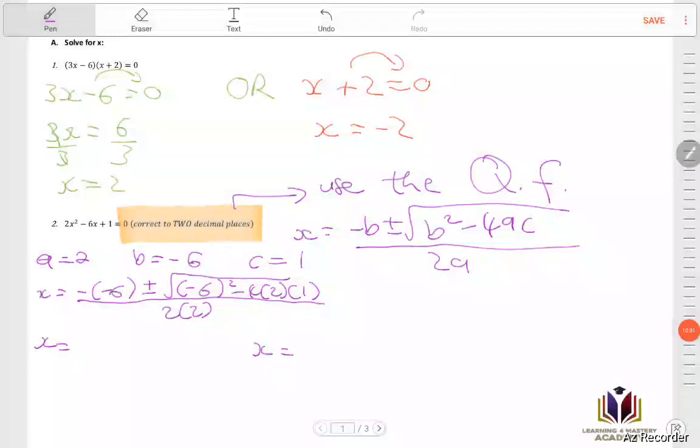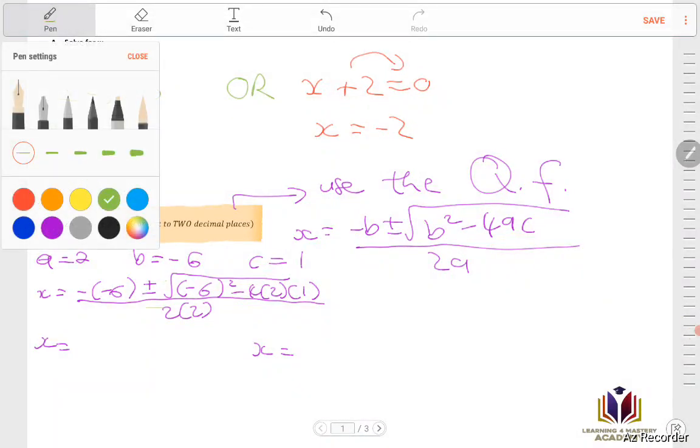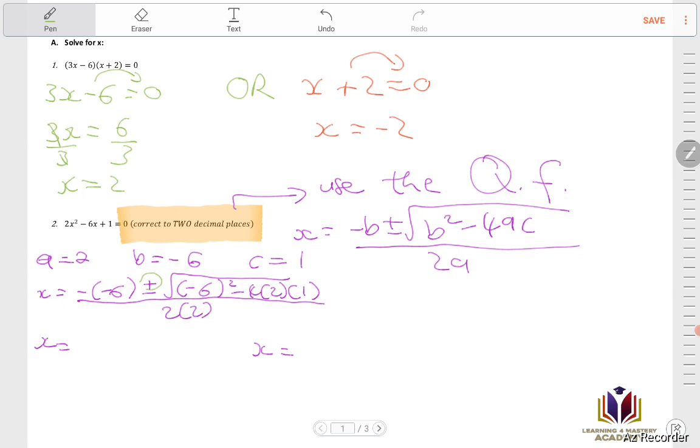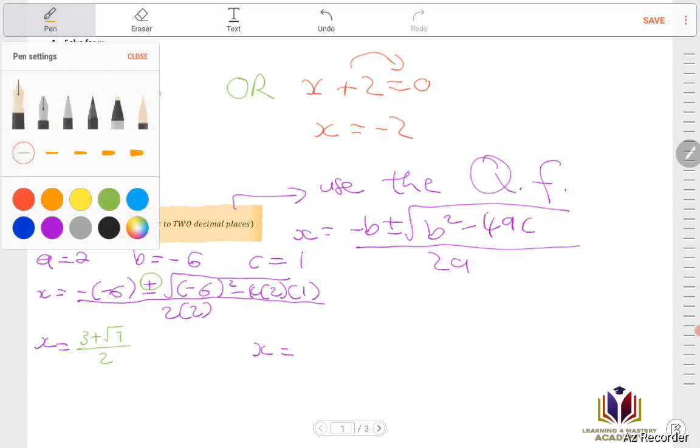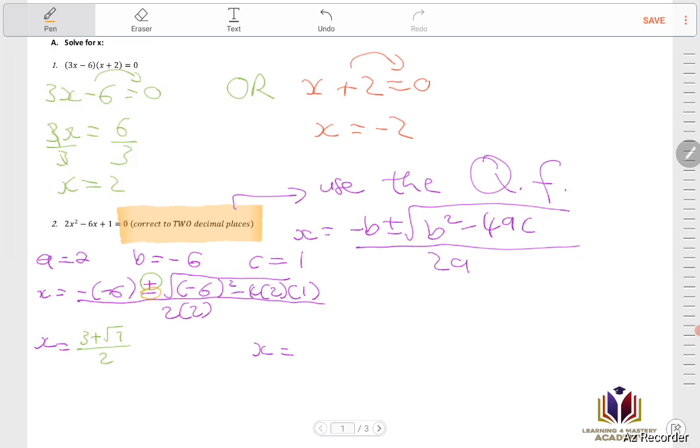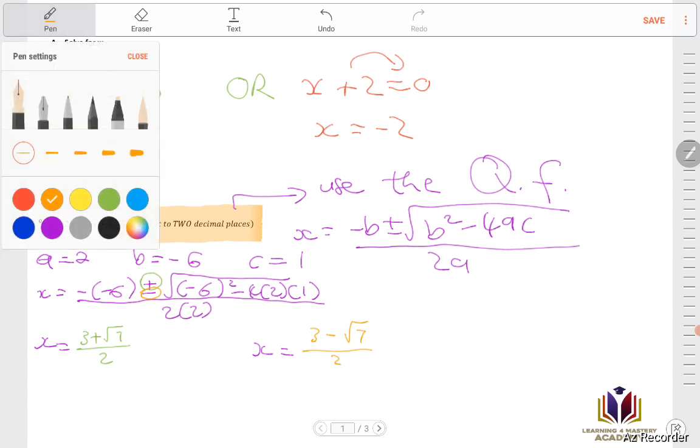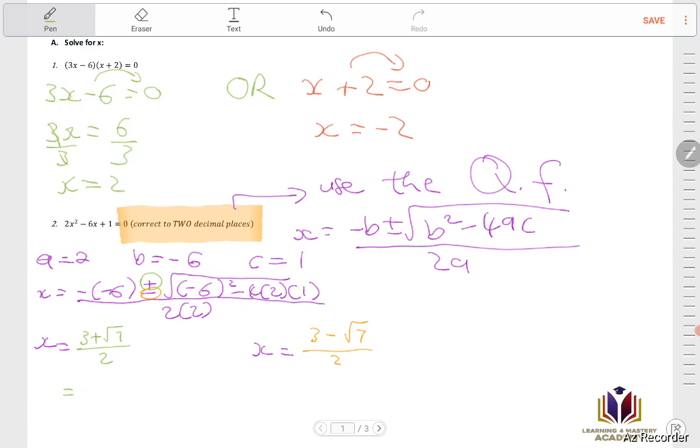So when we use the positive, our answer becomes 3 plus root 7 over 2. And then now we're going to use the negative. When we use the negative, I'm trying to color code them. Our answer becomes 3 minus root 7 over 2. However, what was the instruction? The instruction was correct to 2 decimal places. Then you're going to come here, say equals to. You can change this. Okay, perhaps let's start with this one here.